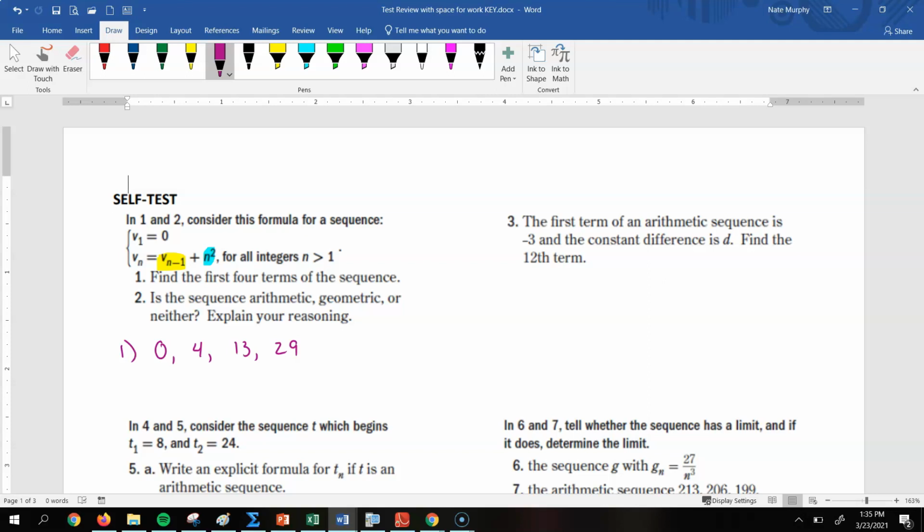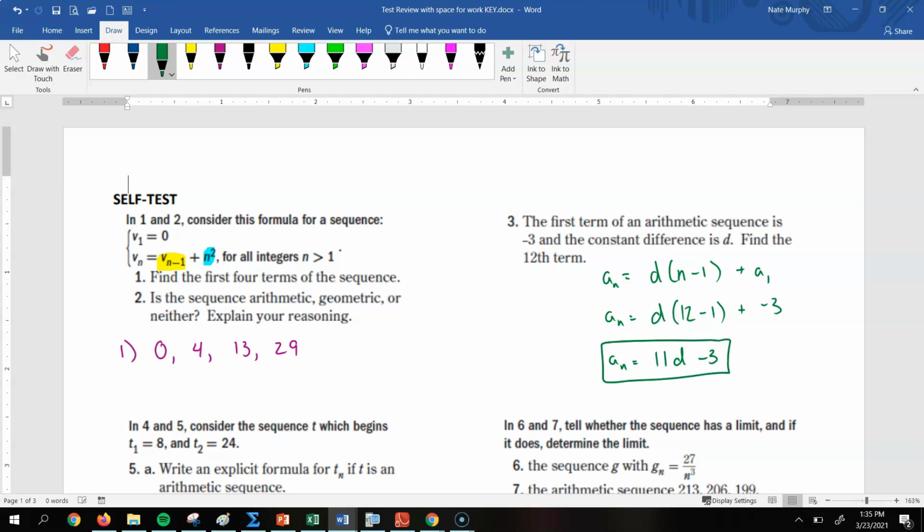It says the first term of an arithmetic sequence is -3, and the constant difference is d. Find the 12th term. So what we're going to do is use that formula where we're going to take d times n minus 1 plus our first term. Well, our constant difference is what we don't know, so we're just going to stay with d. And find the 12th term. Well, that means n would be 12, so 12 minus 1 would be 11, plus our first term is -3. So if we simplify that, we would write that as 11d minus 3. That'd be your answer for number 3.